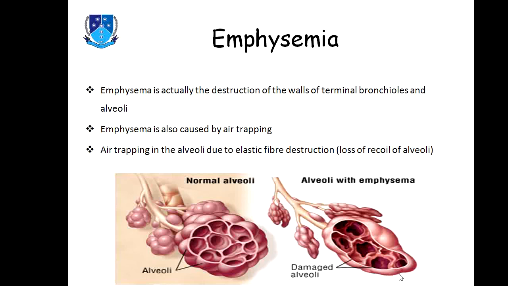In emphysema there is destruction of the layer of the alveoli. When the layer of the alveoli gets destroyed, then the alveoli is unable to contract and relax normally, and it leads to the entrapment of some air, and this leads to the condition that is called emphysema.